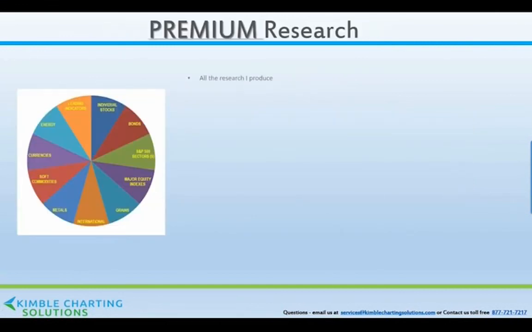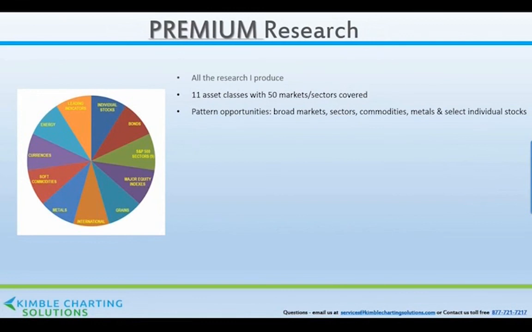Our premium is everything we produce. It's 11 asset classes of 50 different markets and sectors that we cover. Looking at, again, sectors, commodities, the metals, also some select individual stocks that Chris covers, some based on seasonality and other factors that he'll look for.